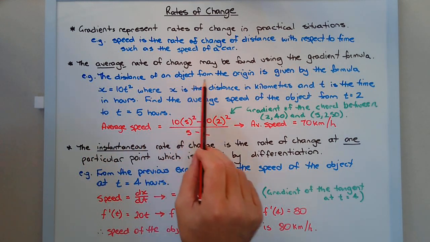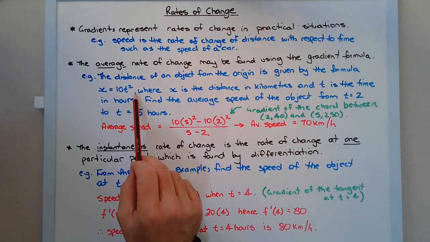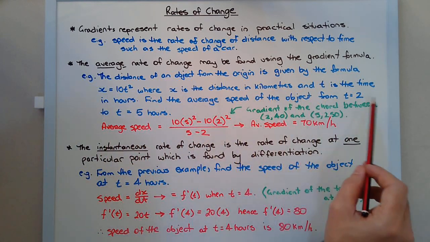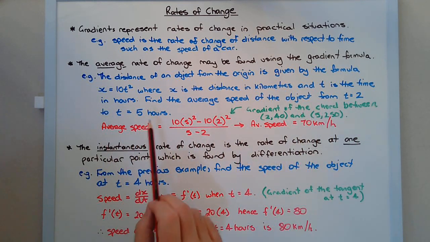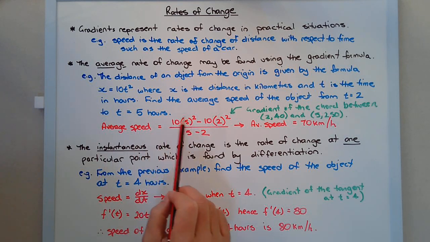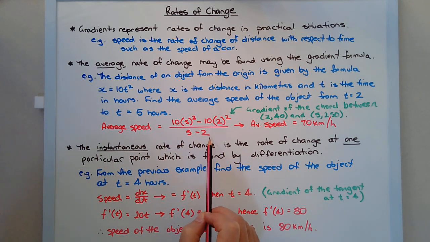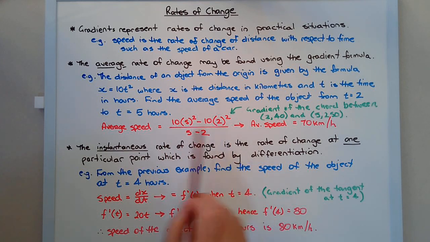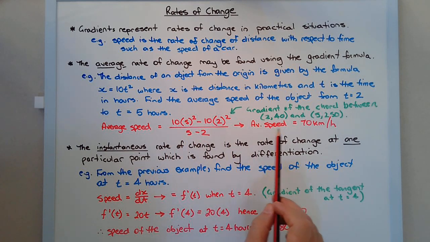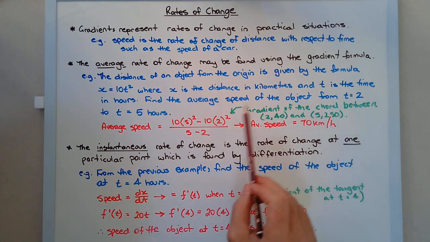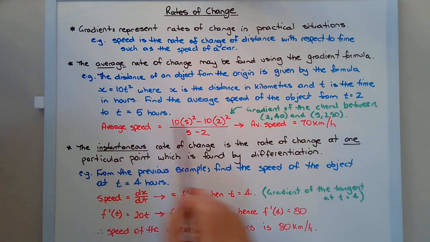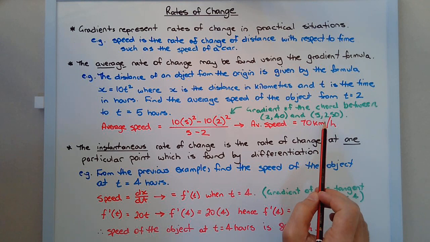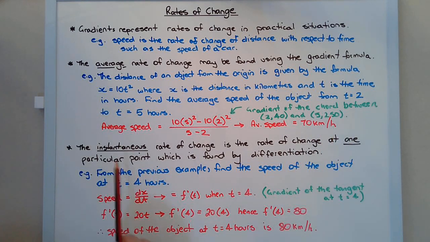The distance of an object from the origin is given by the formula x equals 10t squared, where x is the distance in kilometers and t is the time in hours. Find the average speed of the object from t equals 2 to t equals 5 hours. So average speed is equal to (y2 minus y1) over (x2 minus x1). So that's (10 times 5 squared minus 10 times 2 squared) all over (5 minus 2). And that gives us an average speed of 70 kilometers per hour. And this in fact corresponds to the gradient of the chord, so that's on the parabola x equals 10t squared, between (2, 40) and (5, 250).